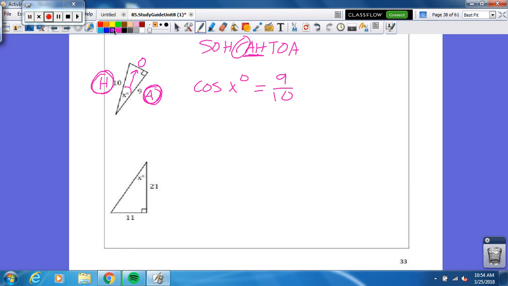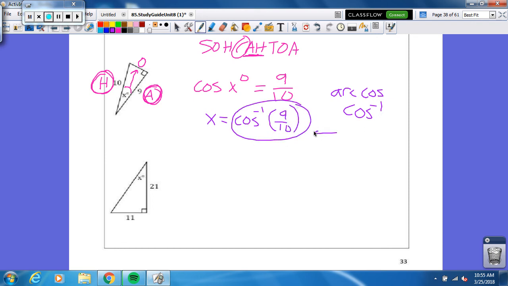Okay, so what's the inverse of cosine? That would be arc cosine, or inverse cosine, same thing. So I'm going to rewrite it: x equals inverse cosine of 9/10, and this is what I put in the calculator. Put this right in your calculator. So inverse cosine of 9 divided by 10, x equals 25.84 degrees. Boom, got it. Okay, one more. Let's try it.